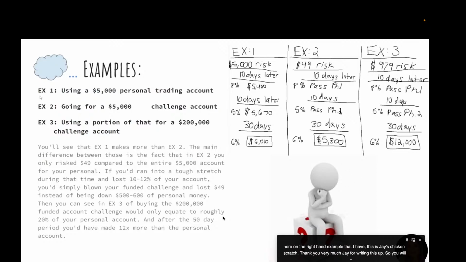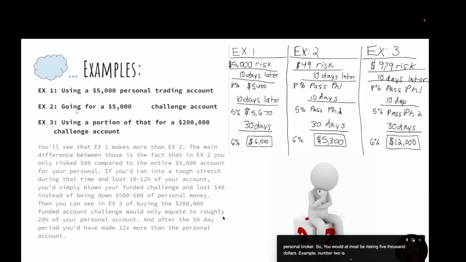So you will see example number 1 is going to be using our $5,000 personal trading account. So the risk for you would be that you are taking $5,000 of your own money and you are depositing it into your personal broker. So you would at most be risking $5,000.